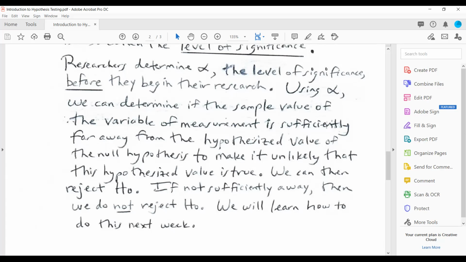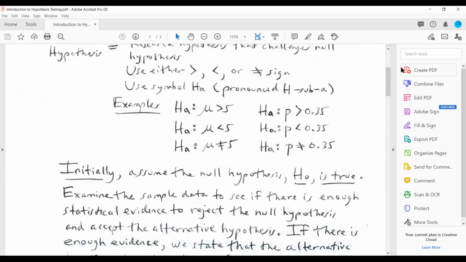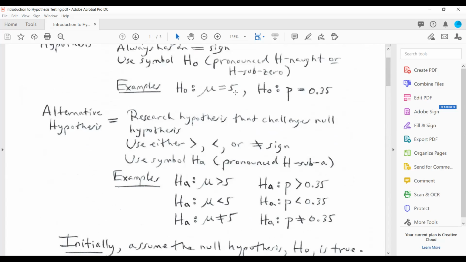sample is sufficiently far away from the hypothesized value of the null hypothesis to make it unlikely that the null hypothesis value is true. In other words, for example, like the example we had before, let's just go back to the previous page. Suppose the null hypothesis is that the population mean is equal to 5. Suppose we get from our sample data a sample mean of 7. Right? Now we know 7 is bigger than 5, but the question is, is it significantly bigger than 5, so that it's highly unlikely that if the true mean is 5, we would have gotten a sample mean of 7? Okay, that's really what we're asking.